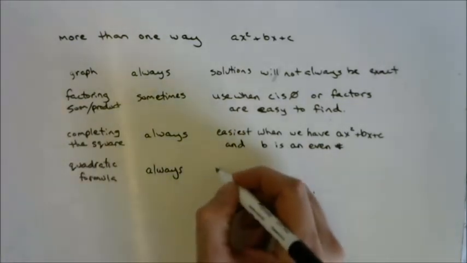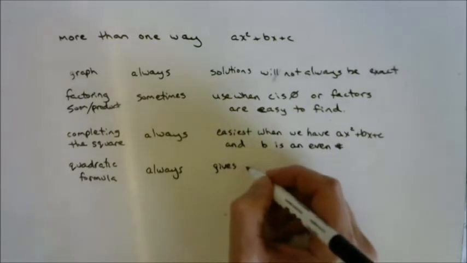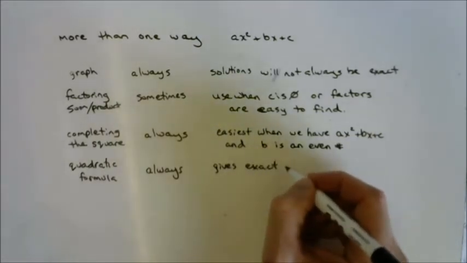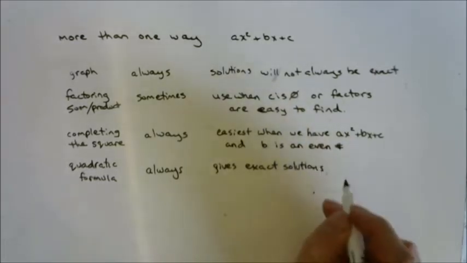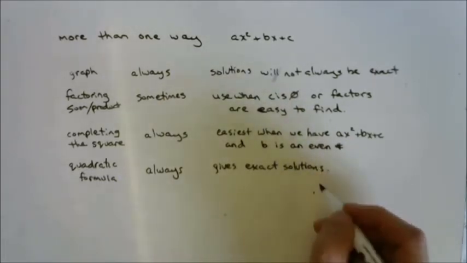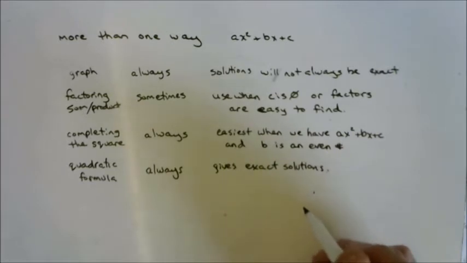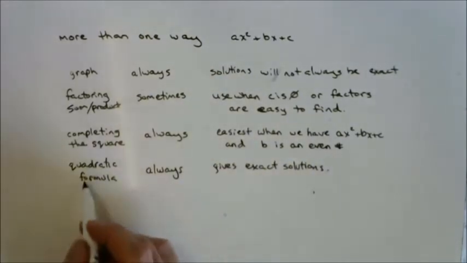Okay, and what's the note on that one? This gives exact solutions. Now we usually round ours, because when you take the square root under the radical, you're taking a rounded number, a number that has decimals. But you'll hopefully remember that when we get there. Again, don't use this one unless you have to.